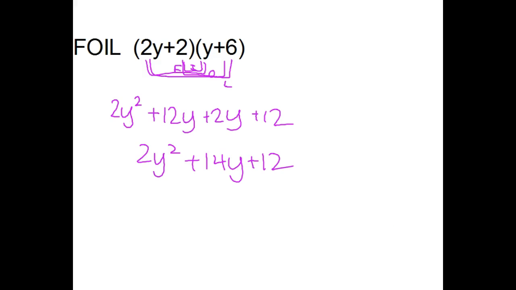Okay, and then the last one, like I said, you had to make sure you moved that 6 up, and then you FOILed. You have 2y squared plus 14y plus 12.